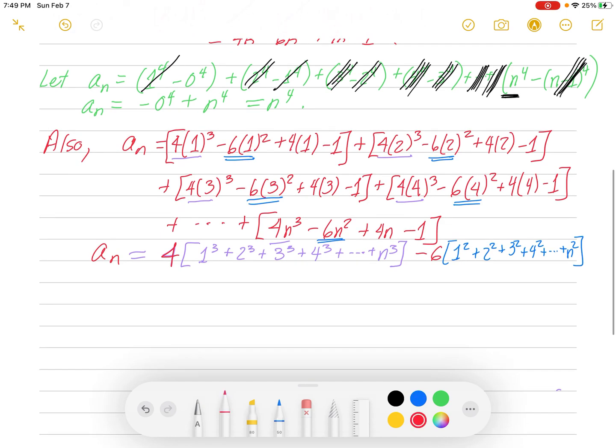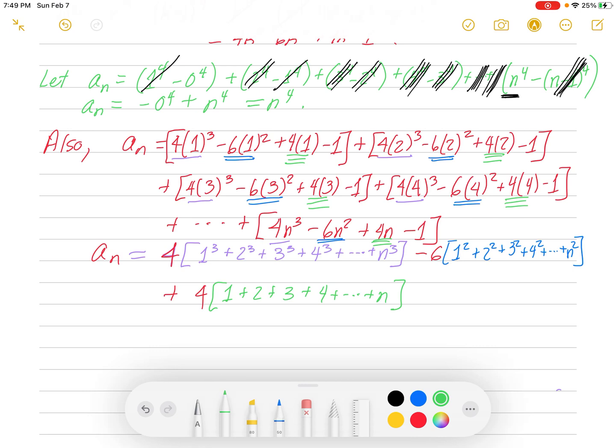Okay, we're going to continue. Notice we have here 4 times 1, 4 times 2, 4 times 3, 4 times 4, and so on and so forth, 4 times n. So those all have a 4 in common, so I'm going to factor out a 4. I'm going to write my numbers 1 plus 2 plus 3 plus 4 plus so on and so forth plus n.